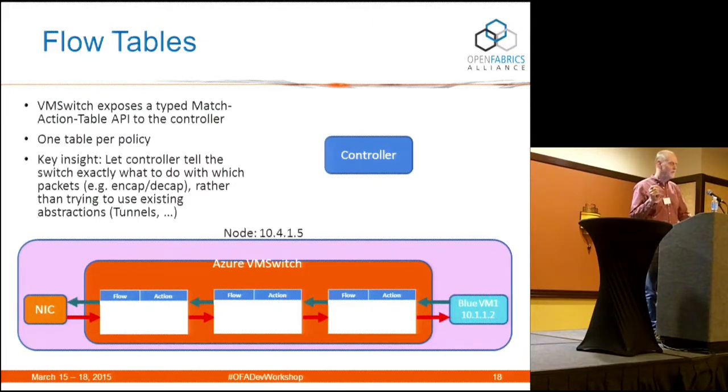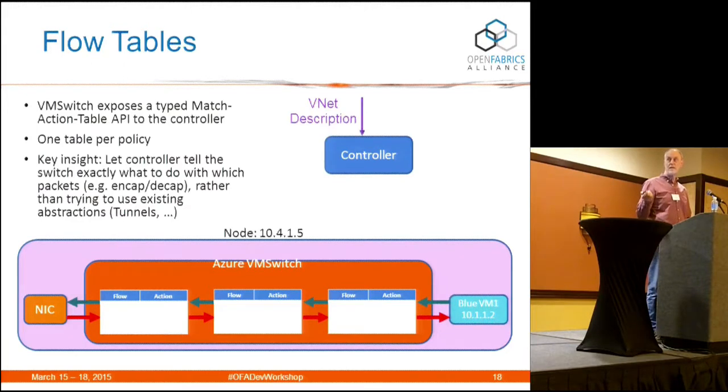The Azure VM switch, this big orange box in here, is a software component inside one of the nodes that's hosting one of these enterprise virtual machine applications. So the vSwitch, or the VM switch, exposes a typed match-action table API to the controller. The controller is up here in Azure. The controller needs to tell the switch exactly what to do with each packet, including encapsulation and decapsulation, rather than trying to use per-machine and per-flow abstractions.